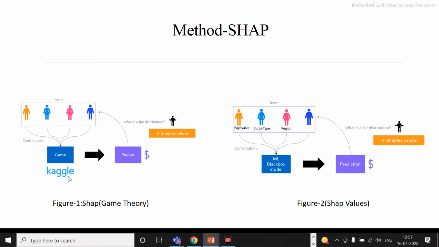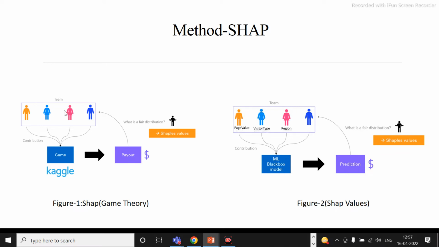In the first visual, for example, there is a team with different members. They are trying to play a game, let's say a Kaggle competition. When they contribute, let's say they stood first.